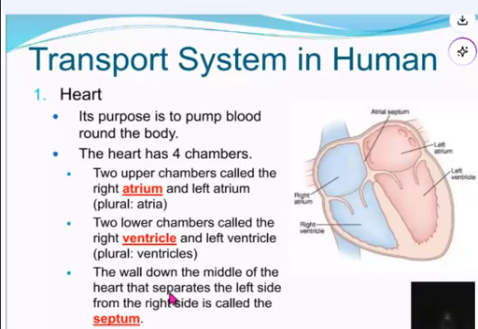Then the wall down the middle of the heart that separates the left side from the right side is called the septum, and this is where you can see the septum here now. Whenever people want to draw love, they normally use that diagram of the heart. So that is the major part of the heart.